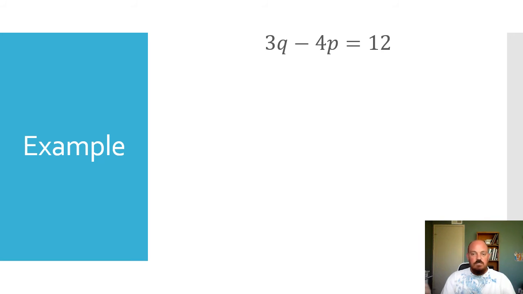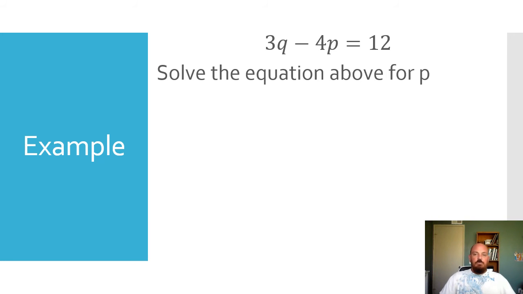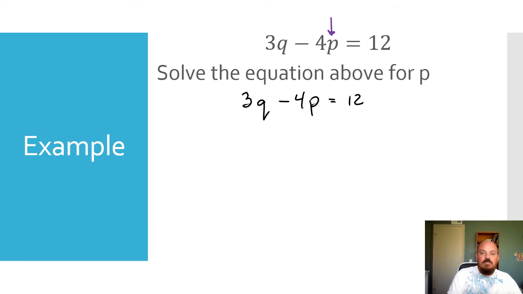So let's say we have this formula, 3q minus 4p equals 12. And let's say we want to write a formula for p, or solve this equation for p. So this time, that's the one I'm trying to isolate. And let me recopy it again. I should have put the equation underneath when I typed it up so I didn't have to rewrite it. All right, so I want to isolate p, which means I want to get rid of everything on the same side of the equation as p and move it to the other side.